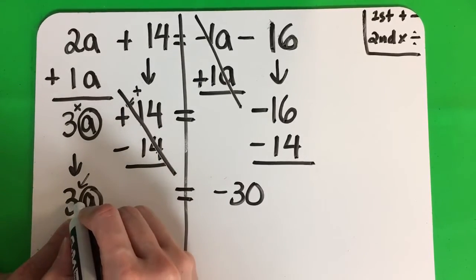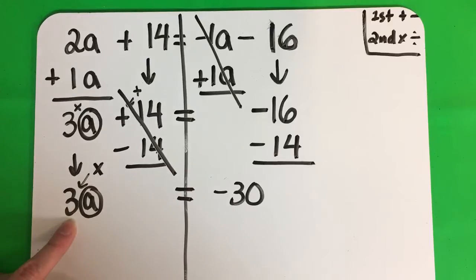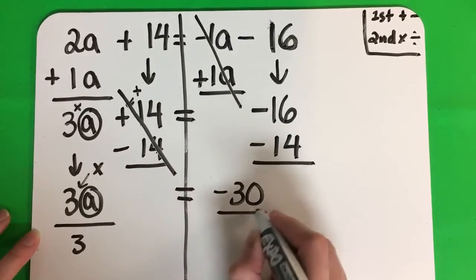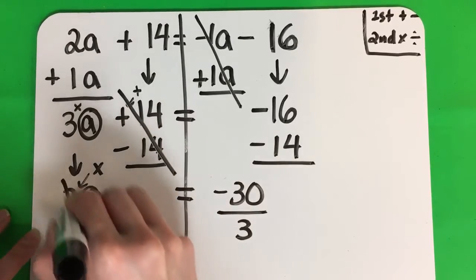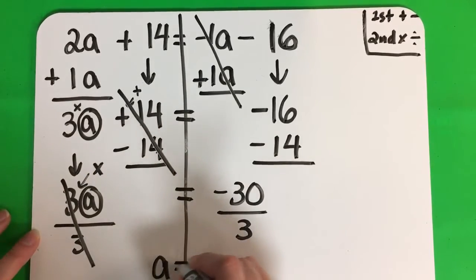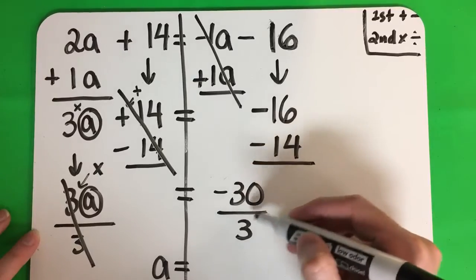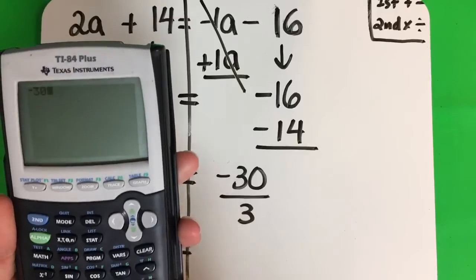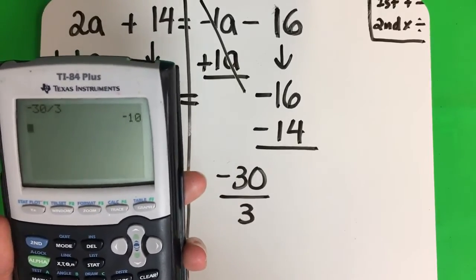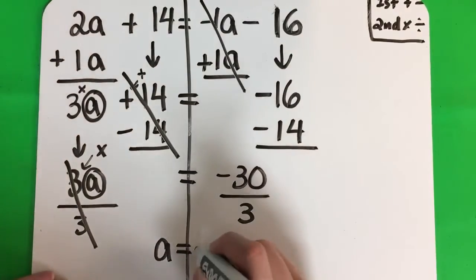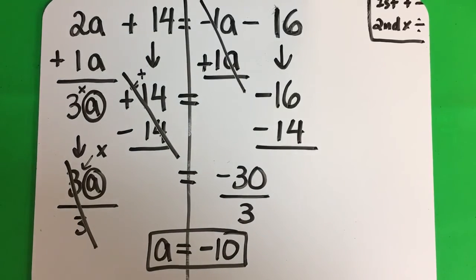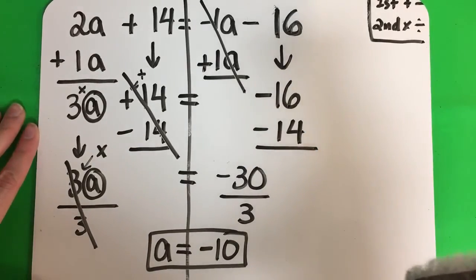Okay, what's in the middle? Multiply. The opposite of multiply, divide. So divided by 3, and then here divided by 3. Cancel. A equals negative 30 divided by 3. Put in the calculator. Negative 10. There's your answer. Okay, we're going to do another one. Make sure you pause if you need to.